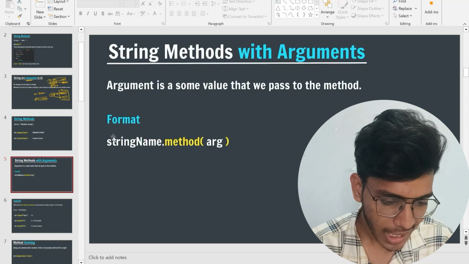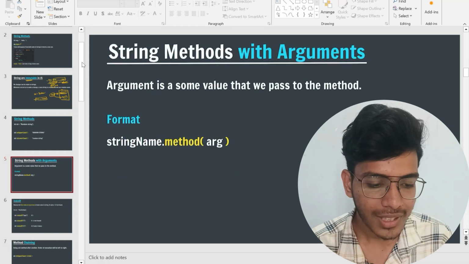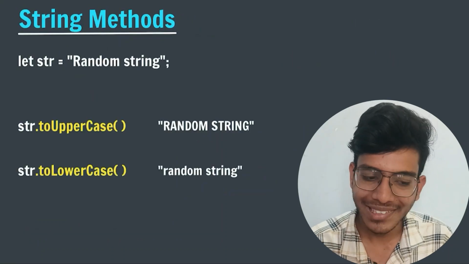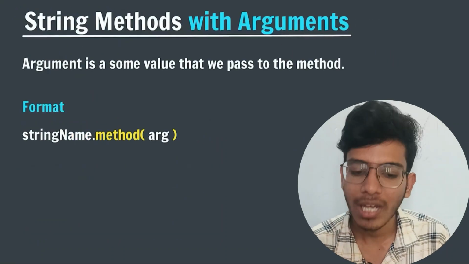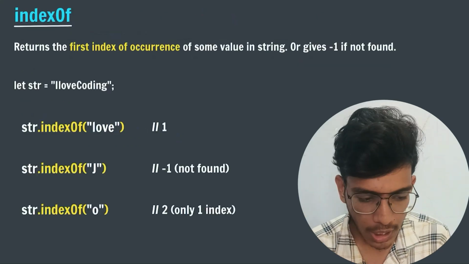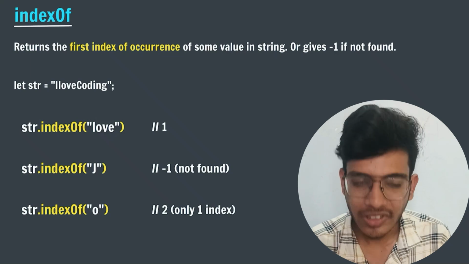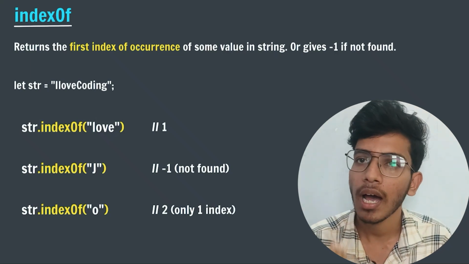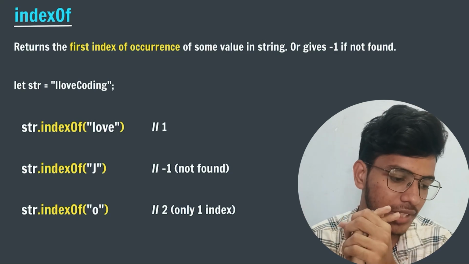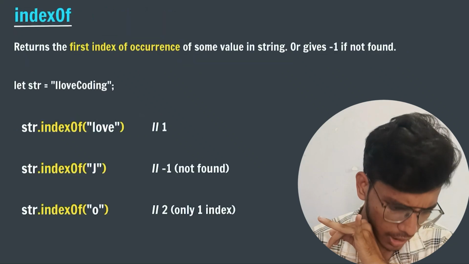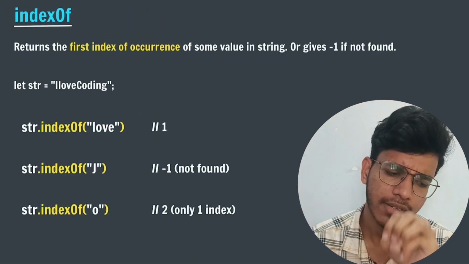Now the next function we are having is argument. Argument is nothing but, let's say for a function, if we are passing some input, then that is known as an argument to that particular function. Some functions require an argument, or else they will give you an error. Some of these functions are indexOf, which requires an argument.